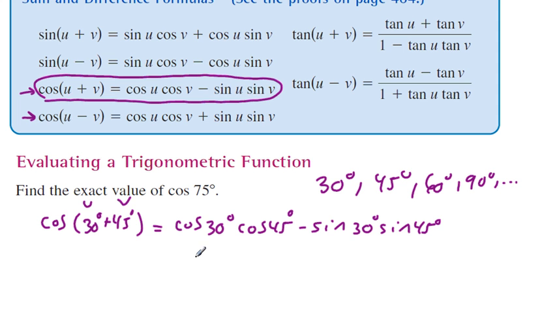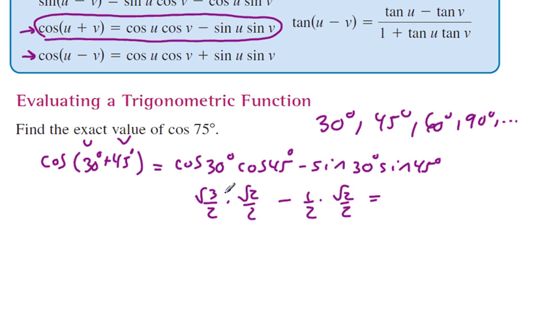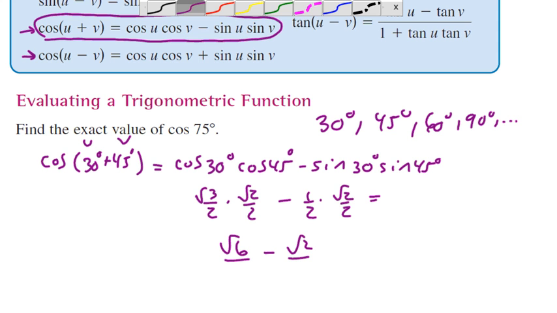So cosine of 30 degrees is radical 3 over 2. Cosine of 45 degrees is radical 2 over 2. Sine of 30 degrees is 1/2. Sine of 45 degrees is radical 2 over 2. Let's simplify this. Square root of 3 times square root of 2 is square root of 6 all over 2 times 2, which is 4. And this becomes 1 times radical 2, over, sorry, this should be over 4. I'll change that right there. 2 times 2 is 4 here as well.